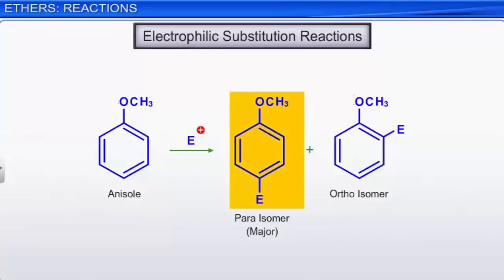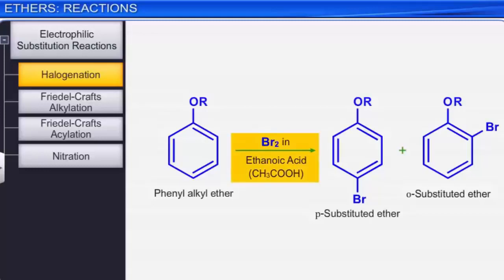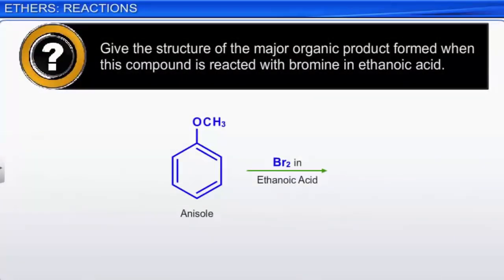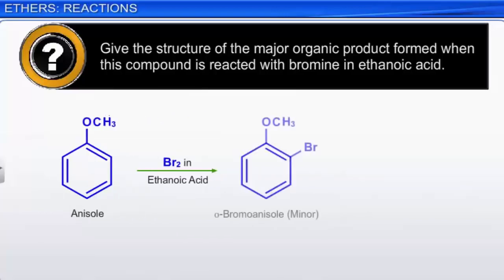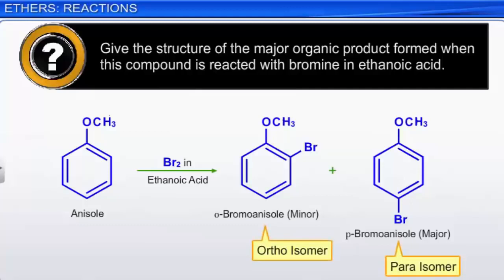The halogenation of phenyl alkyl ethers occurs at the para position by using bromine in ethanoic acid. No Lewis acid catalyst is required because of the presence of the ring-activating alkoxy group. Give the structure of the major organic product formed when this compound is reacted with bromine in ethanoic acid. The methoxy group is ortho-para-directing. So, both the para as well as the ortho isomers will form. The para isomer is the major product. Hence, para-bromoanisole is the major product.